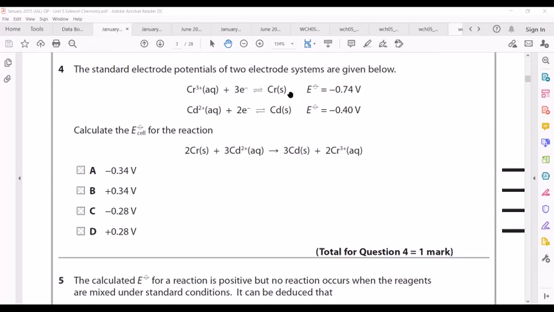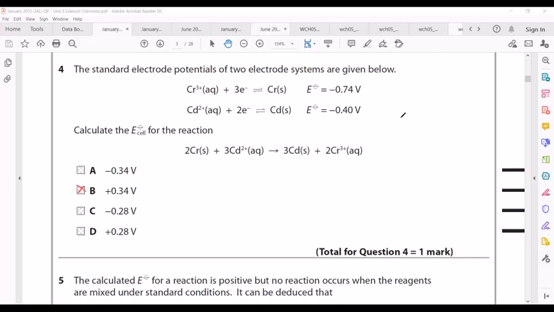Next question. The standard electrode potentials of the two electrode systems are given. What is the electrode potential of the cell? In which the chromium... Yeah, that's right. B is the correct answer.